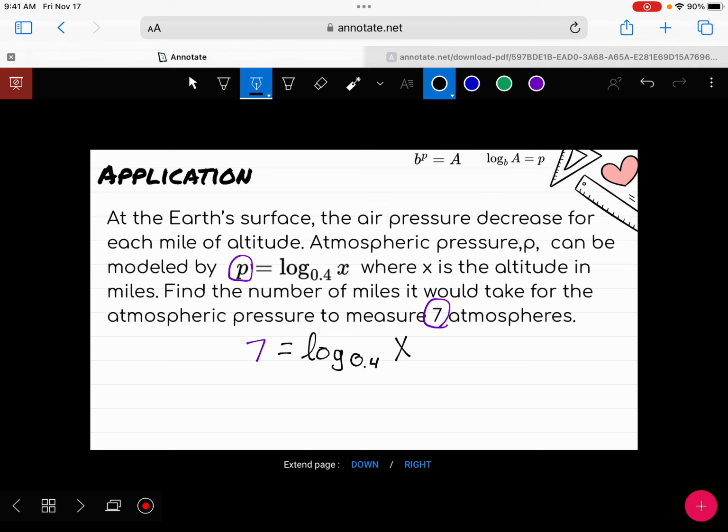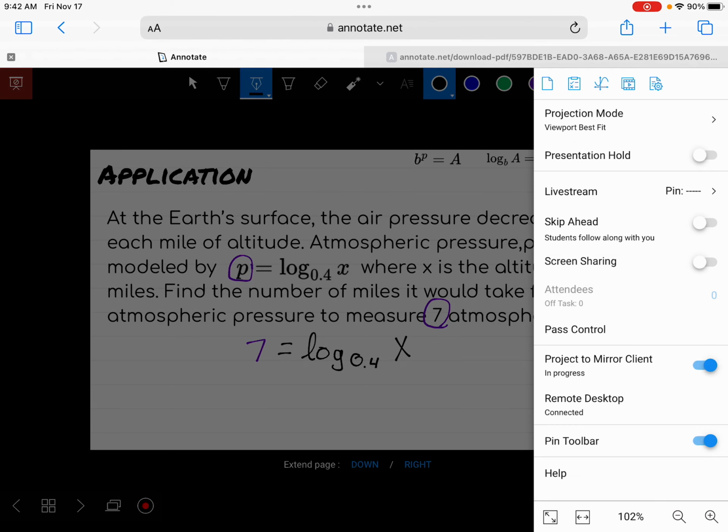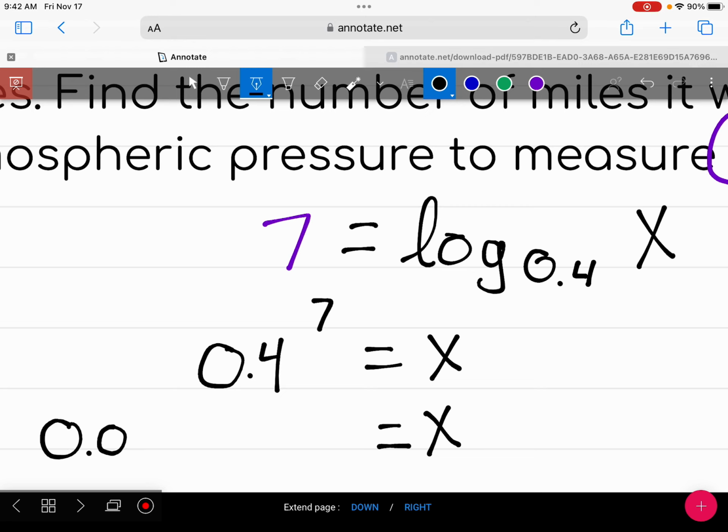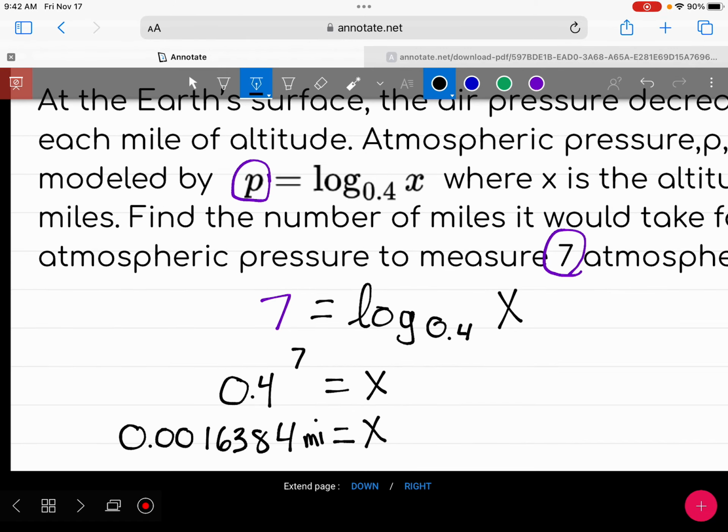So switch it around from log form back to exponential. Our base is 0.4. What is our power? 7 equals X. What is X? 0.0016. Give me whatever you got. 16384 miles. Okay?